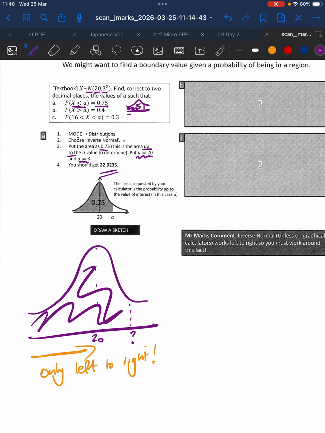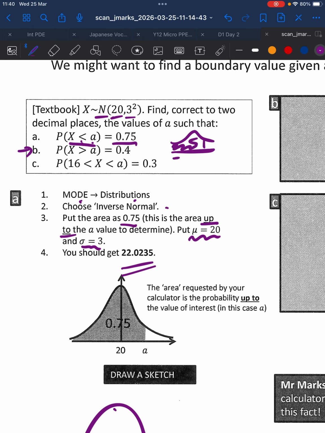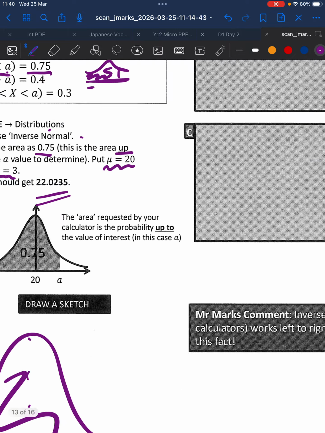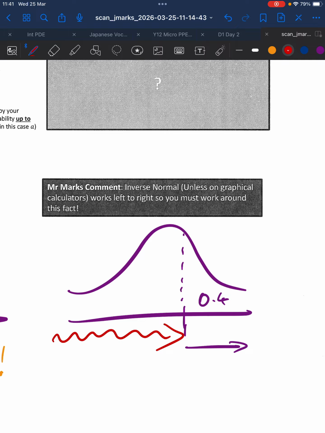So this is an inverse normal situation. Let's do some more. So B, let's do B. So being greater than some value is 0.4. So we draw it first of all. Being greater than some value is 0.4. Why did I draw my value here? Well, I know that's 0.5, so 0.4 would be something like that. The problem is, if you put 0.4 into the calculator, it's not going to work because the calculator, remember, goes left to right. So what we want to do here is we want to use 0.6, please.